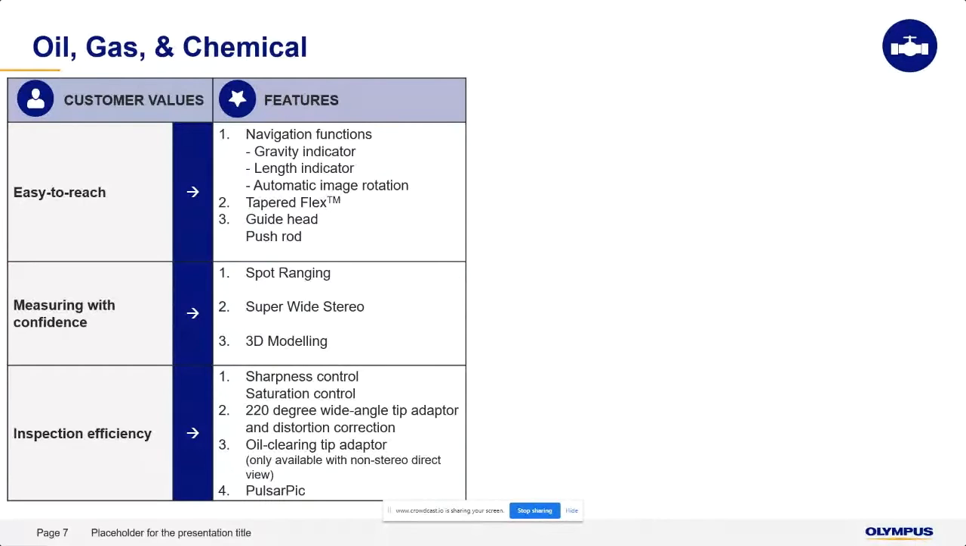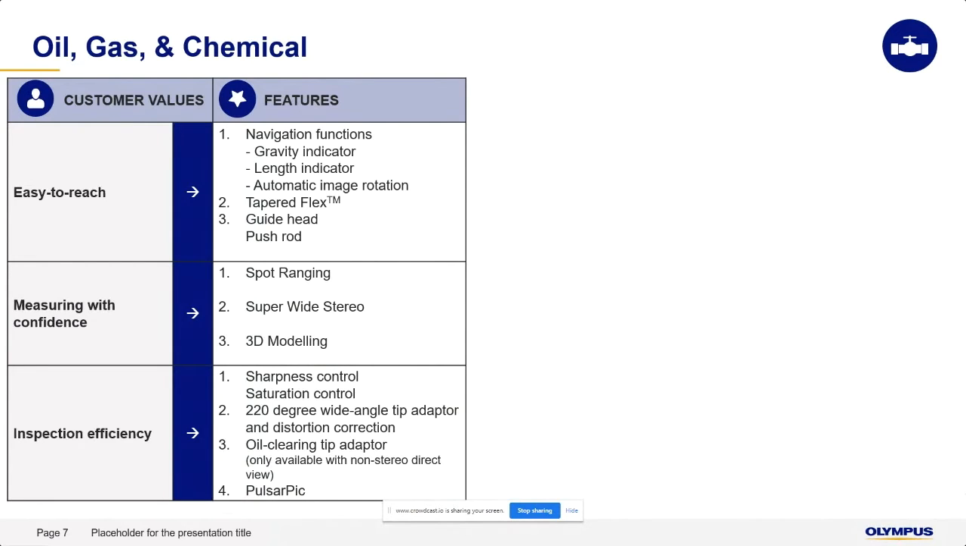Super wide stereo. This is, in a nutshell, stereo measurement available on the GX and the NX. And the super wide is specific to the NX. What this basically means is that the NX has a wider field of view. You can see more with the measurement tip than you can with other models, which most certainly makes the measurement easier, so you have to do less searching with your measurement tip.